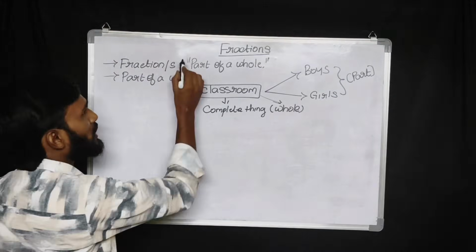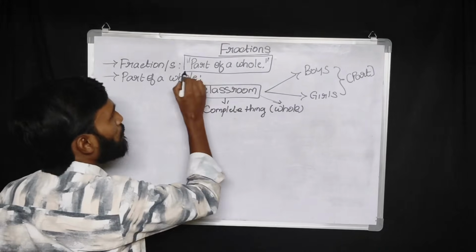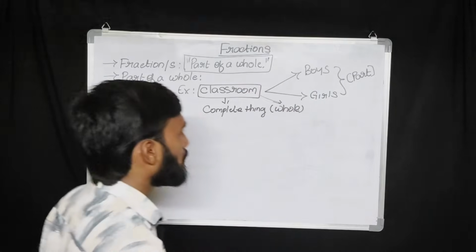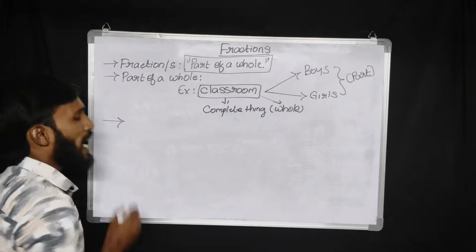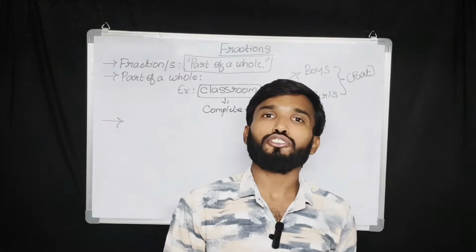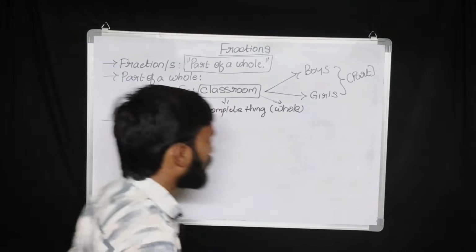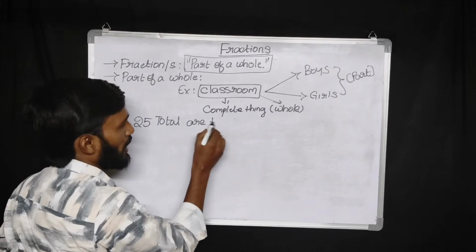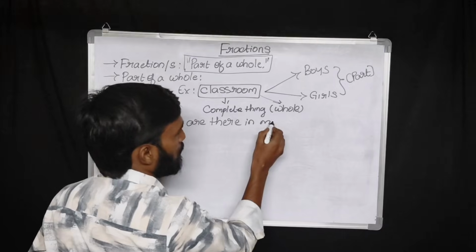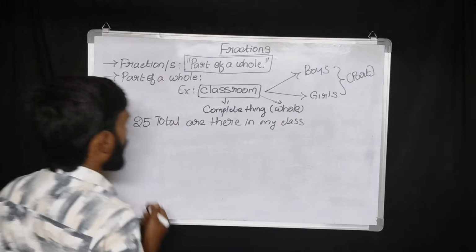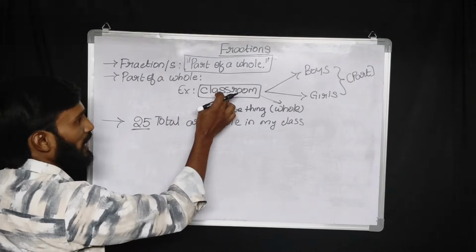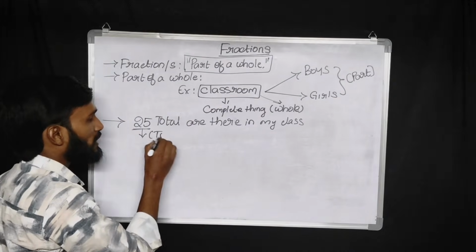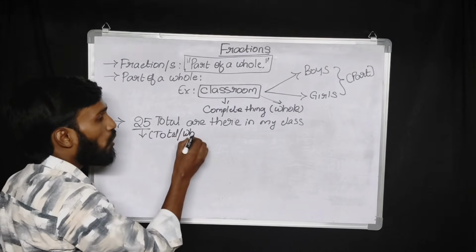Now come to our definition: a fraction is nothing but part of a whole. If anyone asks how many total students are there in your classroom, I will say that 25 students are there in my class. This is the classroom strength. So this 25 is known as the total, or whole.